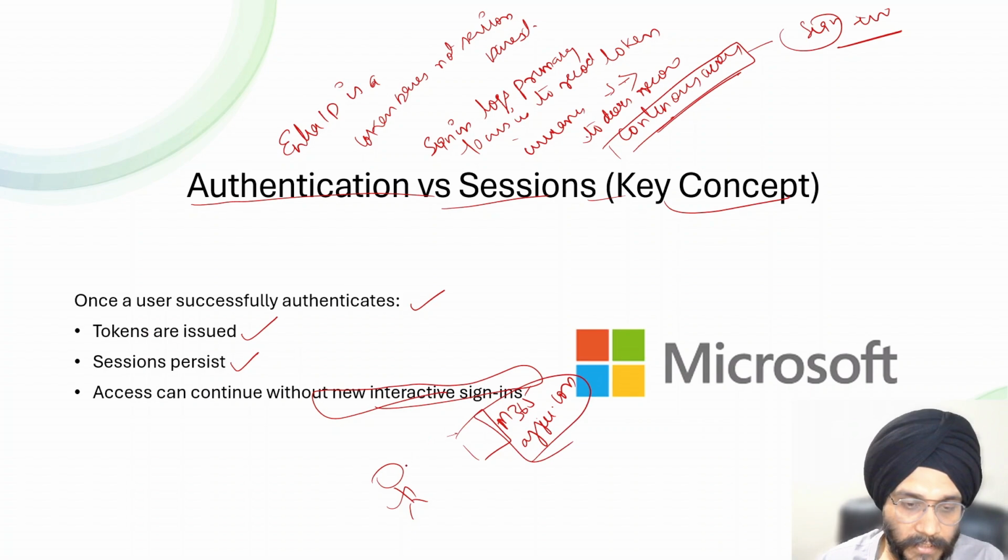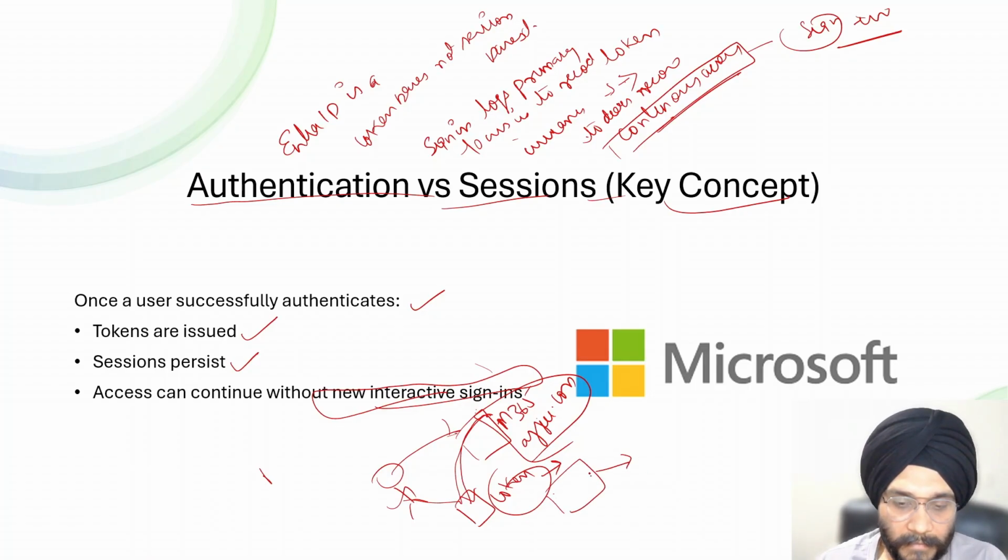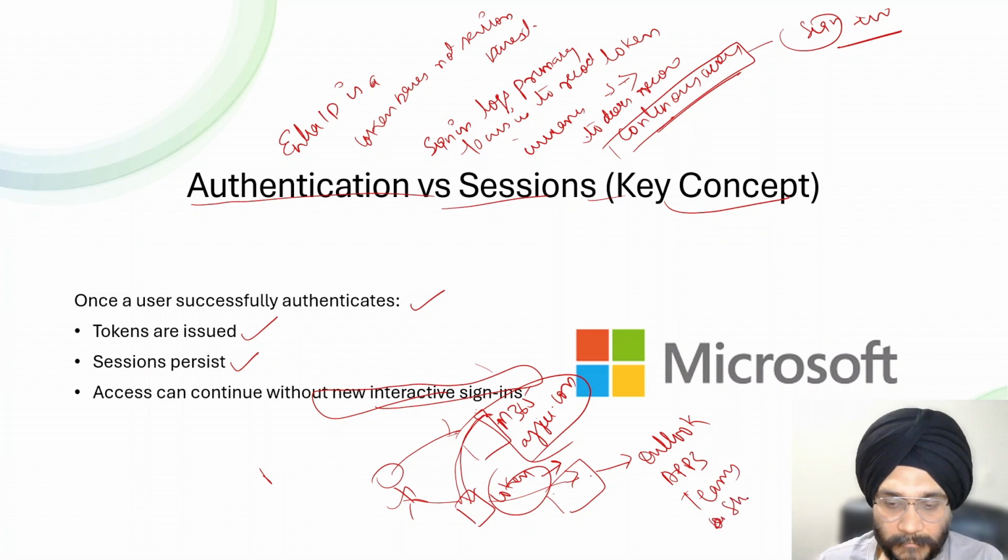And once the username and password go to Entra ID, this is his computer. Username and password goes here, and my Microsoft Entra ID has issued a token. When a token is issued, the session can persist, and this person can log into Outlook, apps, Teams with the same session, SharePoint.